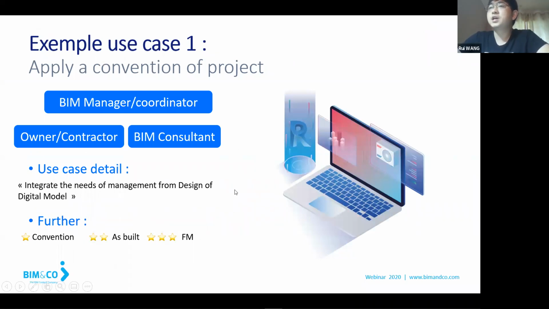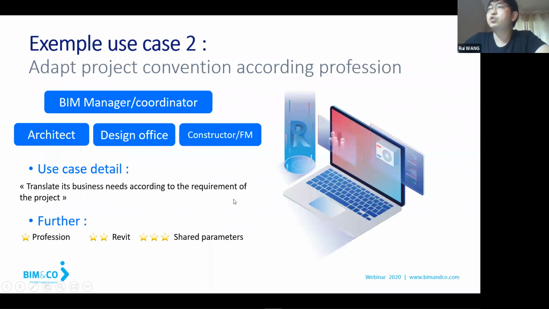From this use case, we have seen how to apply a convention for the project or for your company from the property dictionary and from classification. Now for use case 2, I will explain how to adapt the different conventions according to different disciplines or different professions. For example, you are an architect, you are a design office, you are from the FM party, you are from a constructor, and how we can connect the BIM convention with our own language. So let's see how.